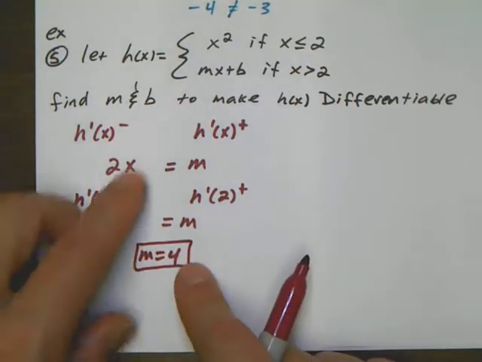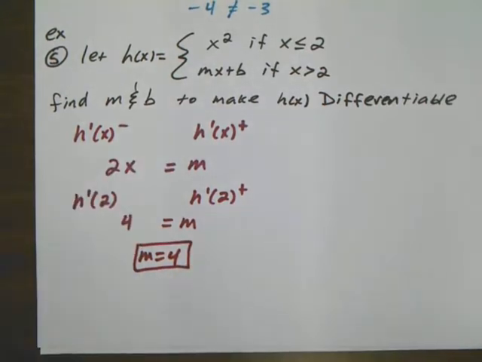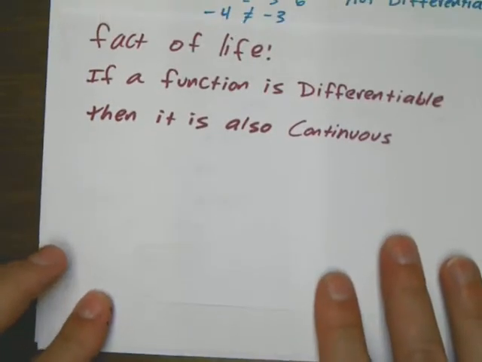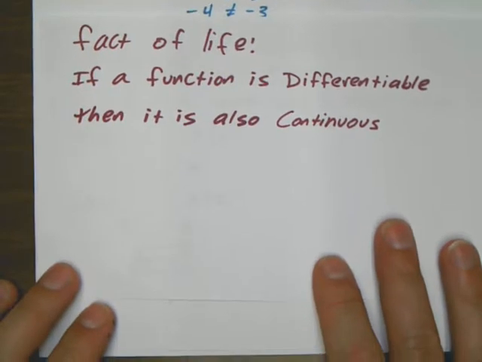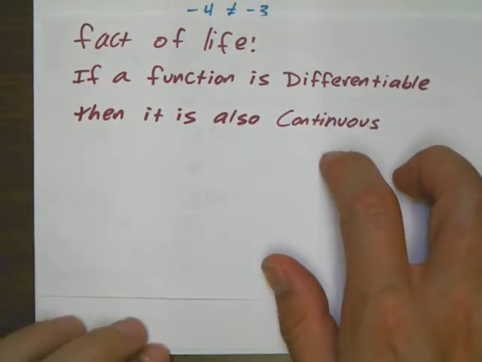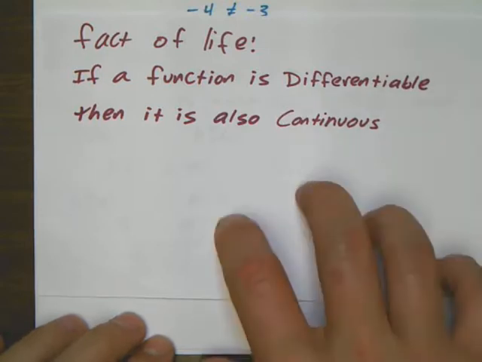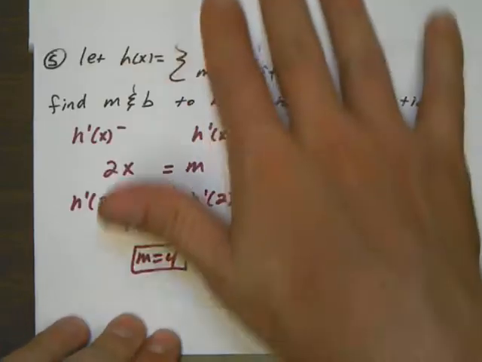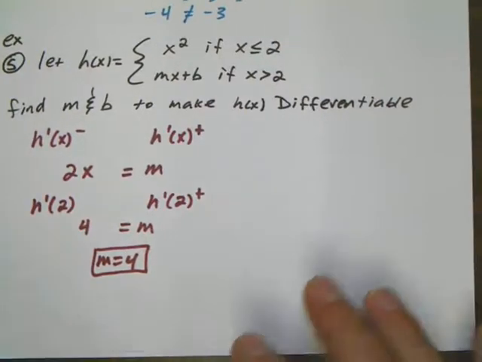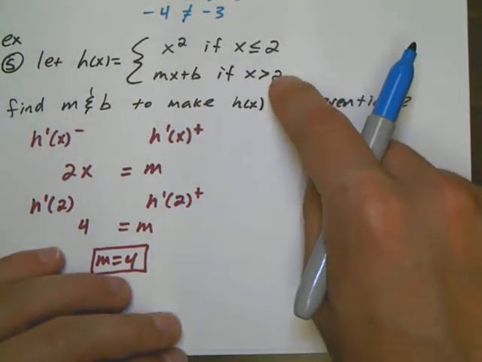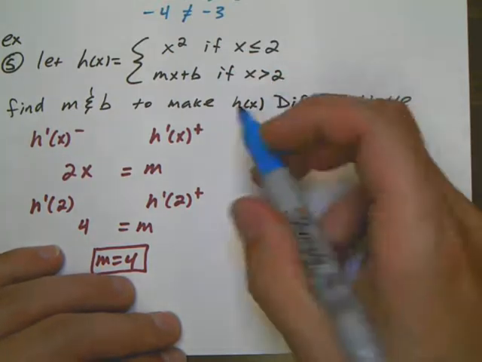Alright, so I'm halfway done. Now I have to just find out what b is equal to. Well, there's a handy dandy fact of life that I could use, and that's that if a function is differentiable, then it's also continuous. Okay, so because it's differentiable, I could also assume it's going to be continuous. And kind of going back to the previous chapter, the fact that it's continuous means that the limit from the left needs to also equal the limit from the right.